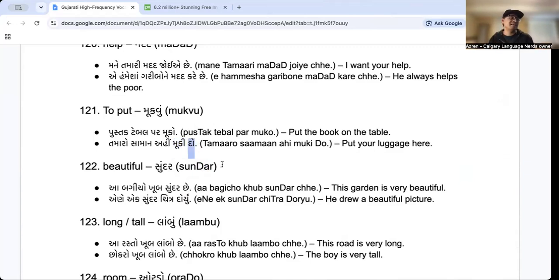Devu is not something we've seen. Devu is kind of like give, but there's a little nuance I can't quite figure out on the spot. It's like hand over, maybe, to hand something over. So muki do is the same as muko, same thing.